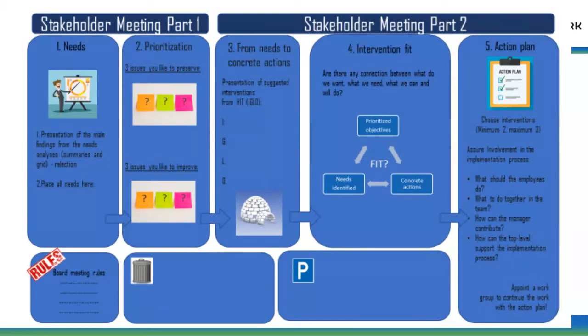And then with the second stakeholder meeting, this is where we start to look at those prioritisations and think, well, okay, what interventions at the different levels might help to either promote some of the things we want to keep, or reduce some of the things that we want to have less of, or things we need to improve. So this is where we get to the action planning phase, really.